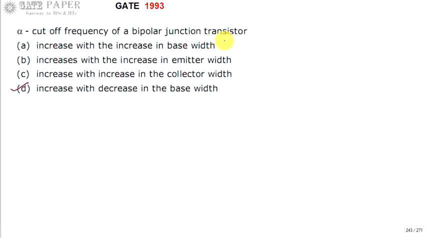We will see how. First of all, we must know what is meant by alpha. Alpha is nothing but the common base DC current gain, and current gain is output current divided by input current. For common base, base acts as the common terminal, input is taken at the emitter, and output is taken at the collector. So alpha is collector current divided by emitter current, IC by IE.